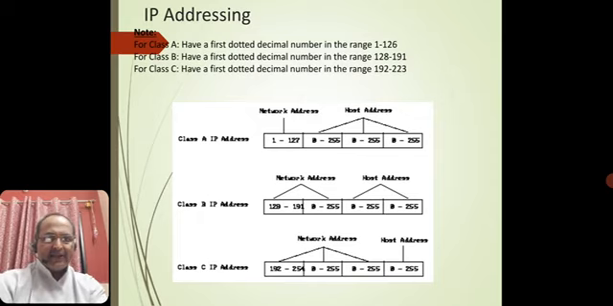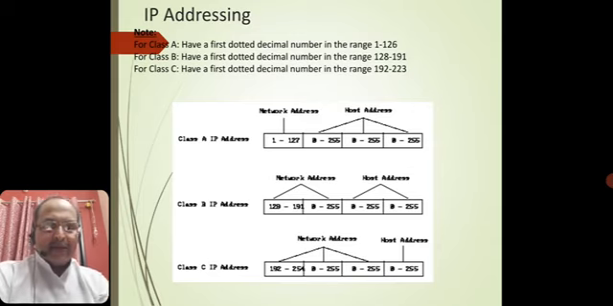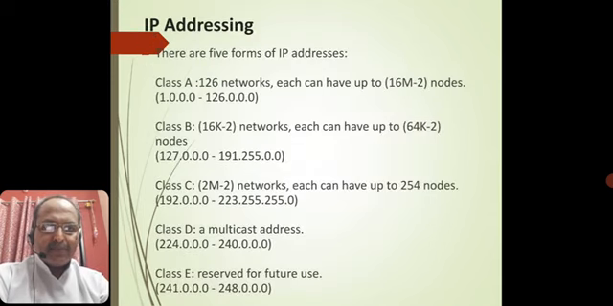Class C has a first dotted decimal number in the range of 192 to 223. This is how we segment the classes in identifying the different classes. Right? Okay, we move on to the next important slide here.